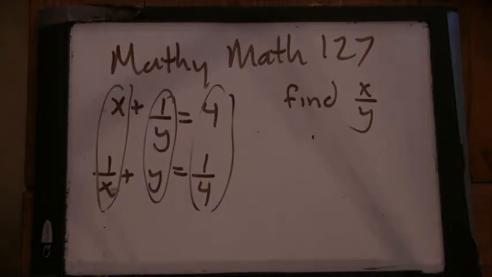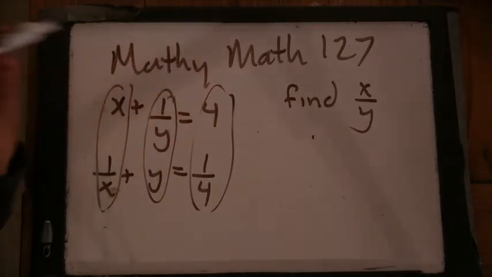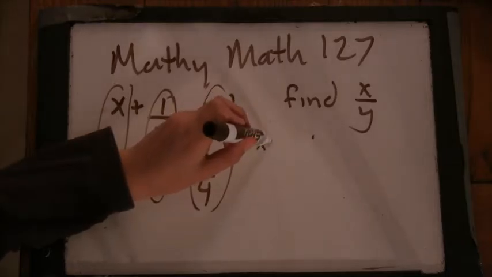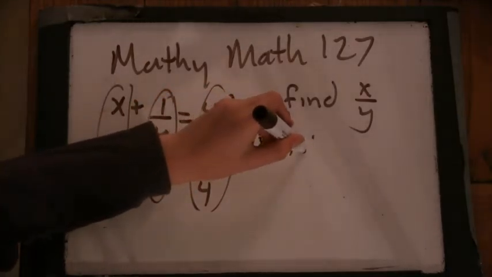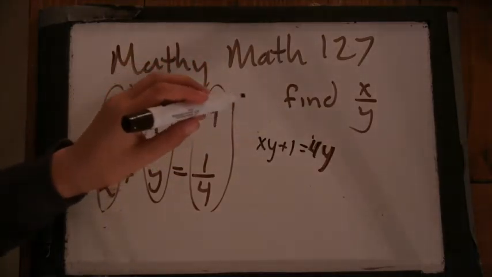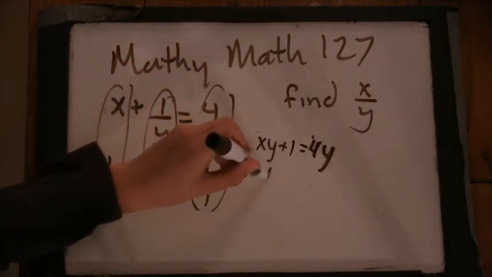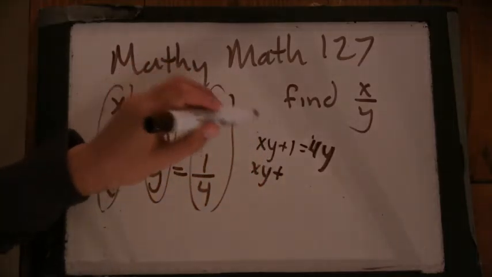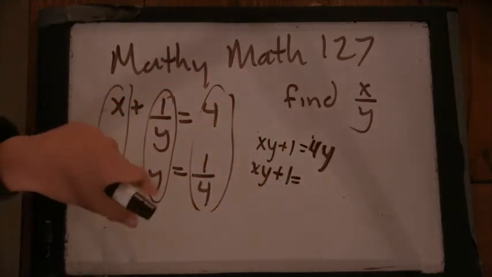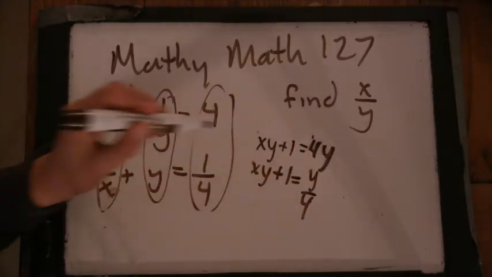Well, what if we wanted to get rid of the fractions, just to make our life a bit easier? Yeah, that seems like a good approach, because the 1 over y's and 1 over x's are a little bit annoying. The 1/4 isn't as bothering. So our new equations would be xy plus 1 is 4y, and xy plus 1 is x over 4. I sort of reversed the order on this one.